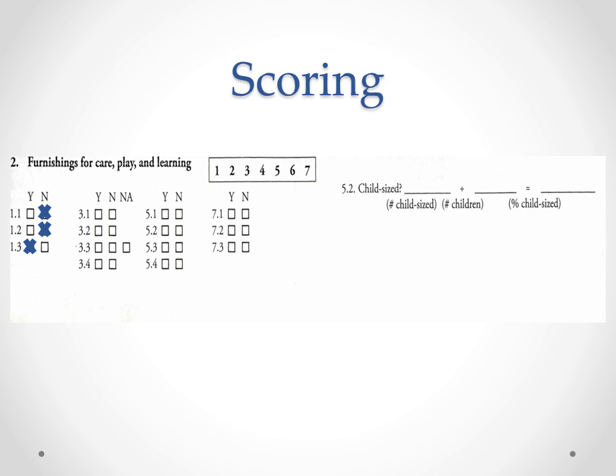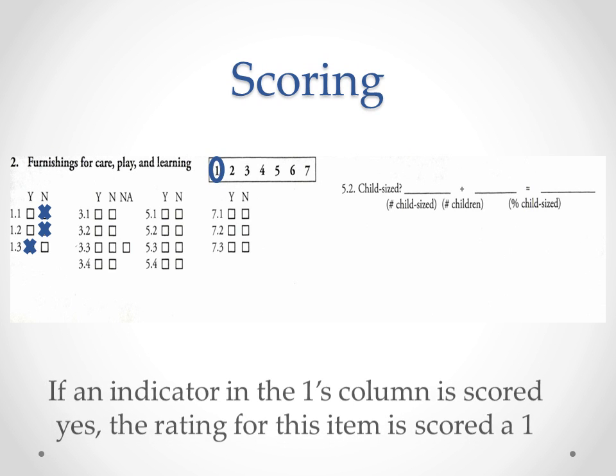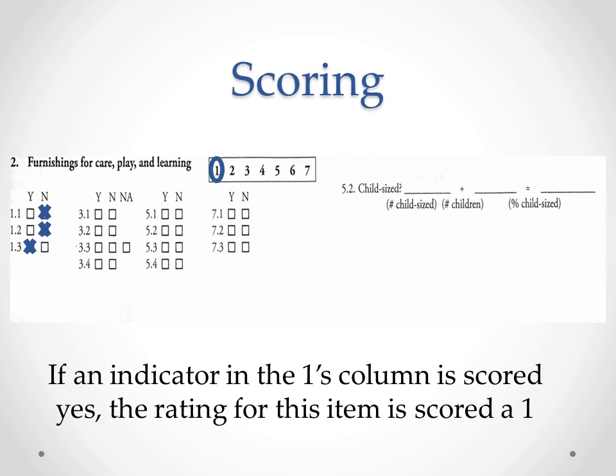Ratings are to be assigned in the following way. A rating of 1 must be given if any indicator under 1 is scored yes, even if indicators above 1 are given credit. Remember, indicators under 1 describe inadequate care.